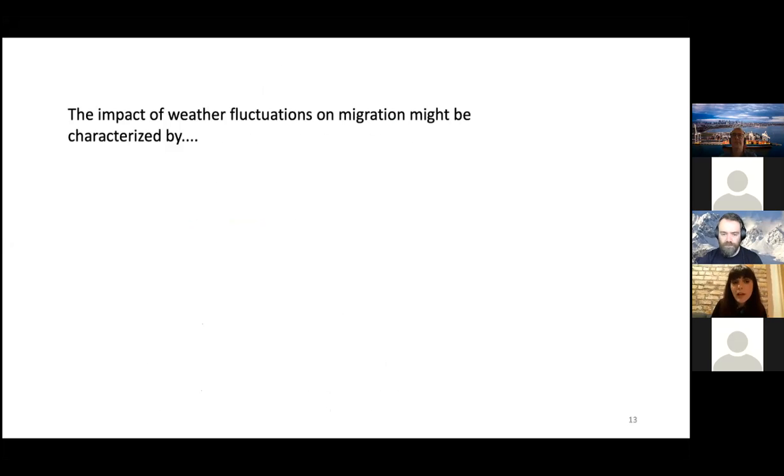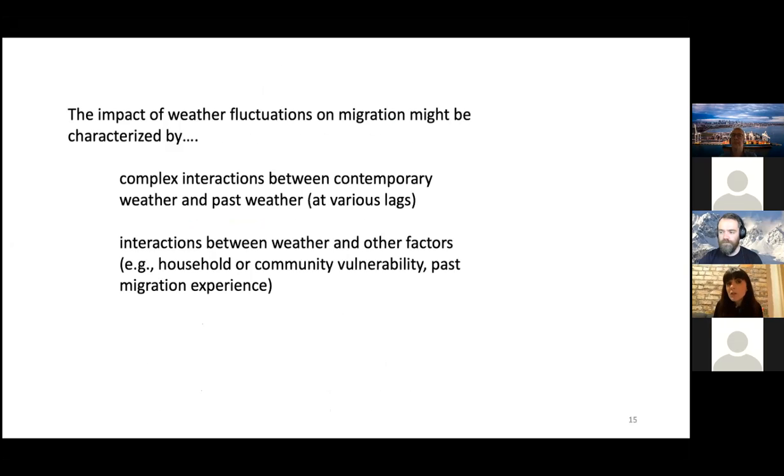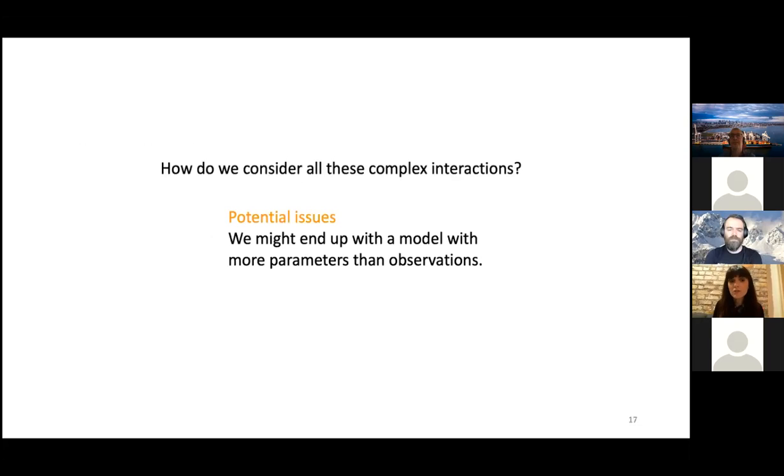So basically, if we look at the impact of weather fluctuations, we can expect complex interactions between contemporary weather and past weather at various lags. We can expect interactions between precipitation and temperature. We can also expect interactions between weather and other factors, like the Rios-Mena study figured, how much a household makes, whether the community has certain resources or an irrigation system. These can all affect the weather response. And the question we can ask is, how do we consider all these complex interactions in one model?